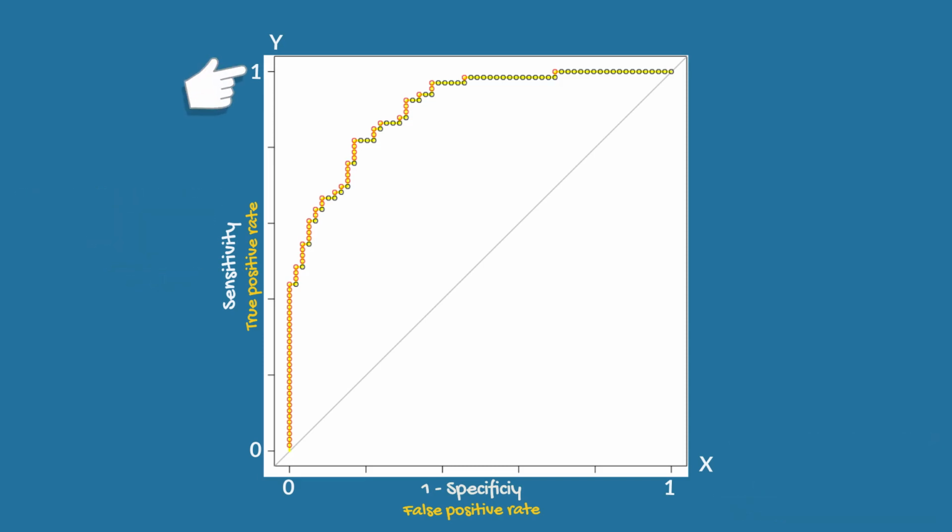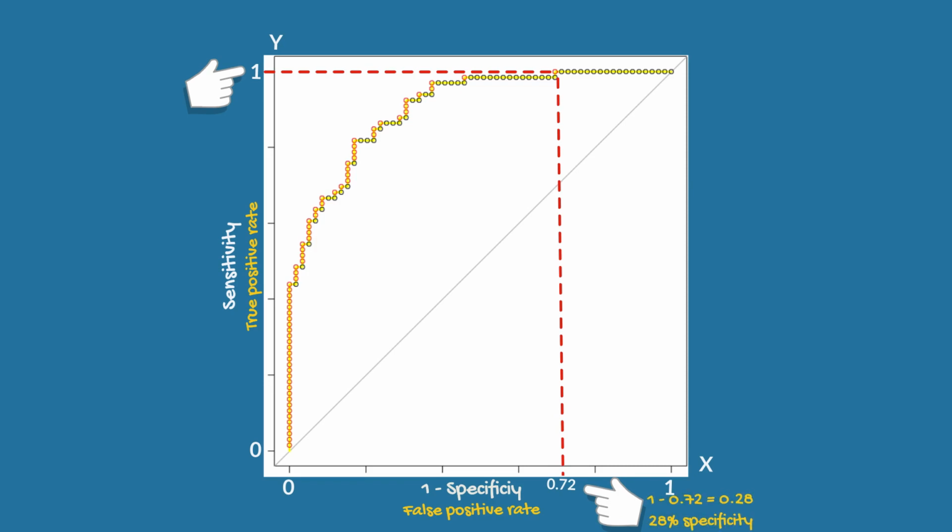So, at sensitivity 1, which means all positive cases are diagnosed correctly, we can observe that 72% of negatives are wrongly diagnosed as positives. This also tells us that the specificity is 28%, which is very low. Here we can also calculate the sum of sensitivity and specificity as an index for choosing the optimal cutoff point. In this example, it is 1.28.